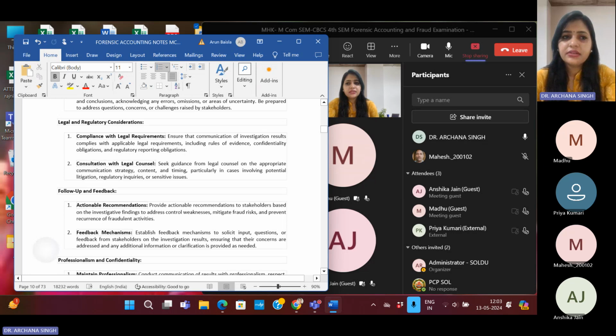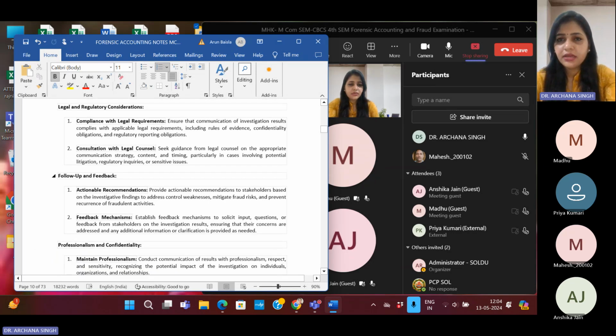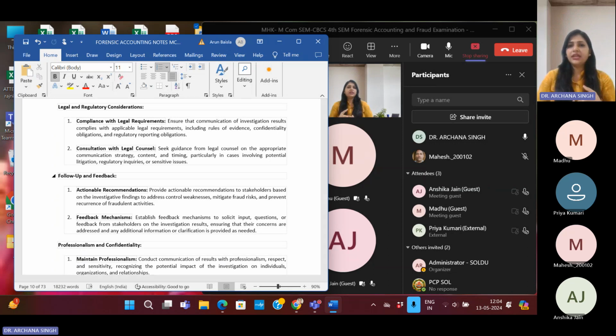Legal and regulatory consideration means compliance with the legal requirements. They had to ensure that while communicating the investigation result, they are following the applicable legal requirements, whatever rules and laws and procedures there are, and they are following those while communicating the investigation results. Okay, regarding the rules of evidence, confidentiality obligations or regulatory reporting obligations, everything they had to take care of.